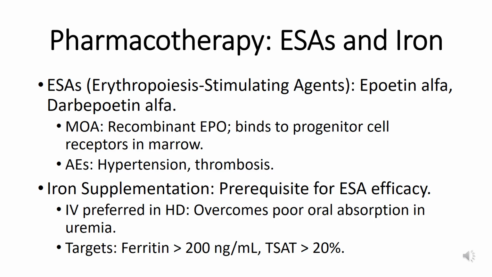Monitoring is a key part of therapy. We track ferritin levels and transferrin saturation. Ferritin reflects iron stores. Transferrin saturation, or TSAT, reflects iron availability. Target ferritin is usually above 200 nanograms per milliliter. Target transferrin saturation is typically above 20%.